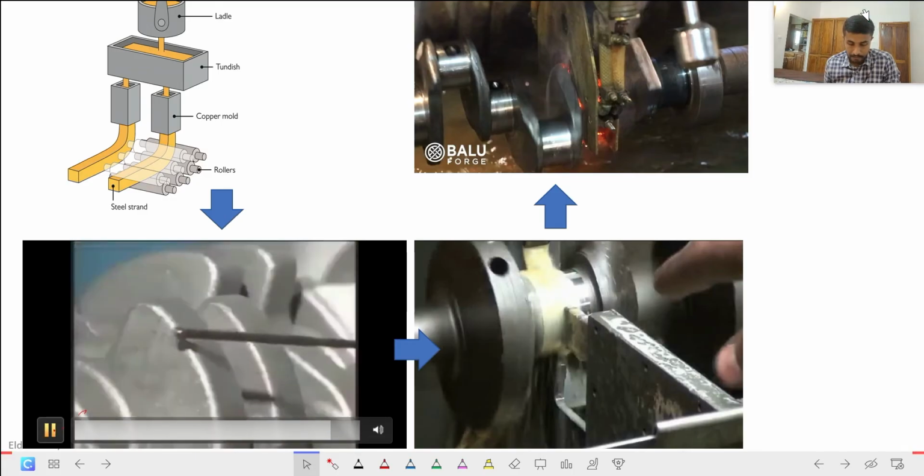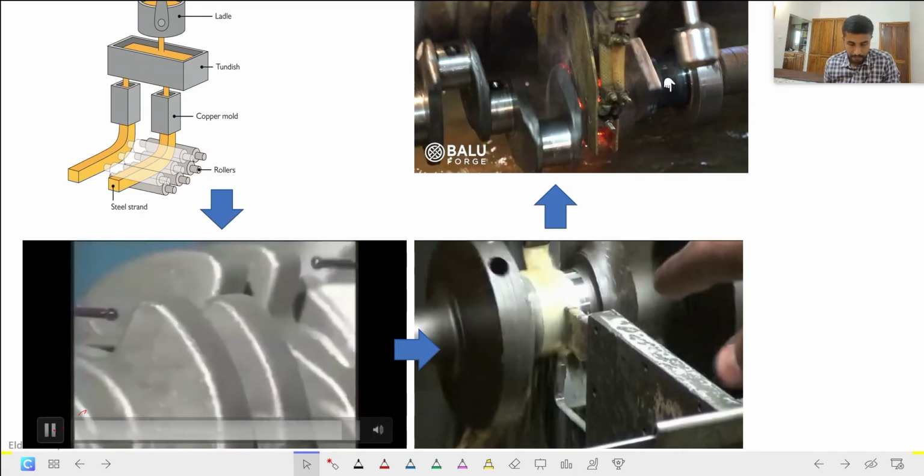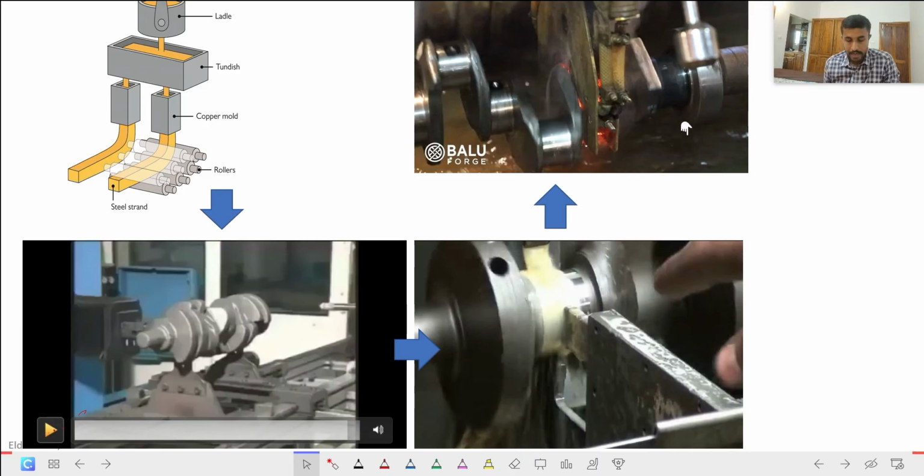The dimensions are automatically tested and documented in accordance with the sampling plan. See, this is the end product. So initially the first process was continuous casting. From that we got billets, and using that billet, using different pressing or metal forming operations, we got the crankshaft. So this first video is the metal forming operation.